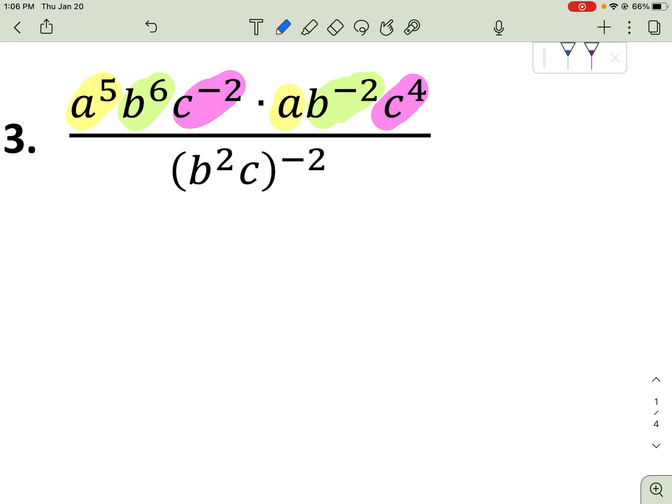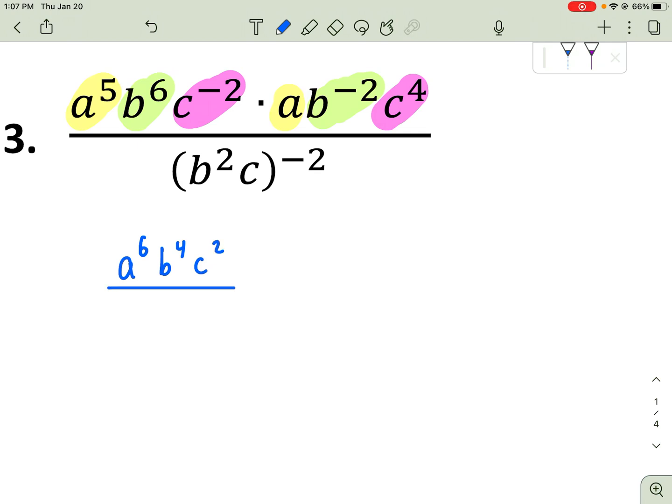All right, so first in the numerator, we have a to the 5th times a. So we have 5 a's here times 1 more a, so we have 6 a's multiplied together total. So a to the 6th. Or you might remember you add your exponents in this situation. So here we're going to do 6 plus negative 2, giving us b to the 4th. Then we have c to the negative 2, times c to the 4th, so you add those exponents, giving us c squared. All over.